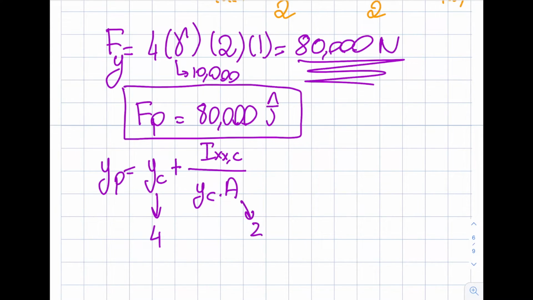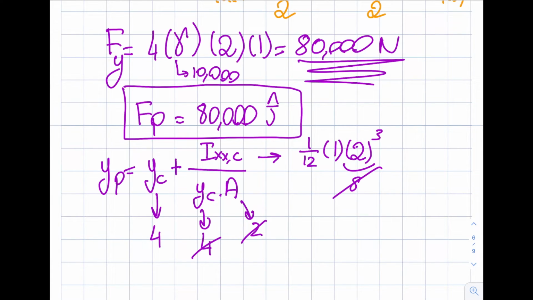Area is 2, yc is 4. Let's look at Ixc. That's going to be 1/12. So a is 1 into the page, and b is 2, right? The height to the power of 3. Okay, let's see what's going on in here. So this is going to be 8. You can see 4 times 8, so these cancel out.